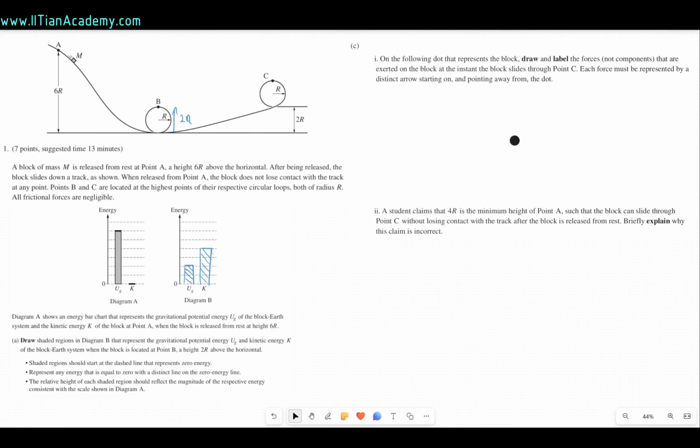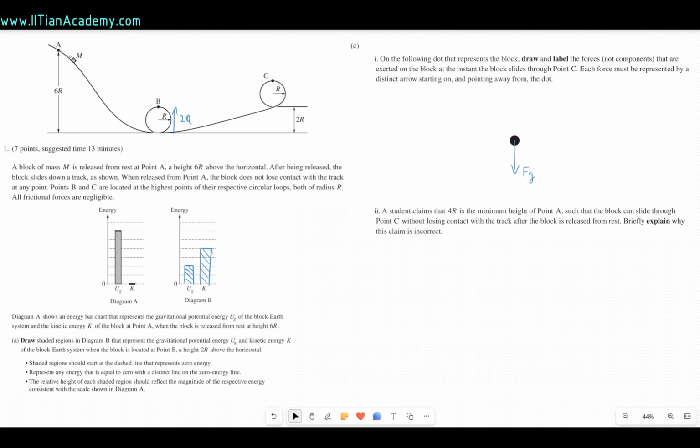So in part C, we are given this dot. We need to draw and label forces, not its components, that are exerted on the block at the instant it is at point C. So at point C, it is over here, and so what we see is that obviously we'll have the gravitational force acting on it. We can represent it as Fg.